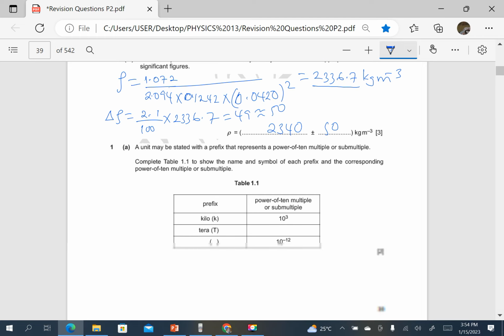A unit may be stated with a prefix that represents a power of 10 multiple or submultiple. To complete the table, to show the name and symbol of each prefix and the corresponding power of 10, multiple or submultiple. So tera is 10 power 12, that one we know. Then this is pico, and pico is small p.